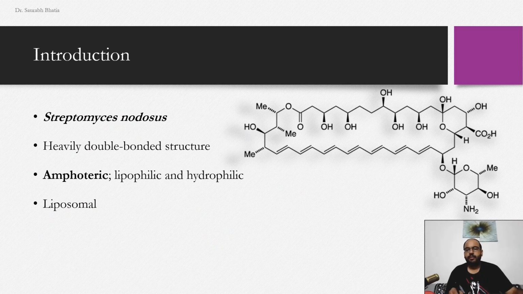Now, this is the structure of amphotericin B, which I was talking about. It's a macrolide polyene. So you can see this number of double bonds. You see there are a lot of double bonds in the structure, and that is why it is known as a poly, which means multiple, ene, multiple double bonds. Now, amphotericin B was isolated from Streptomyces nodosus, which is a filamentous bacteria, by the process of fermentation.